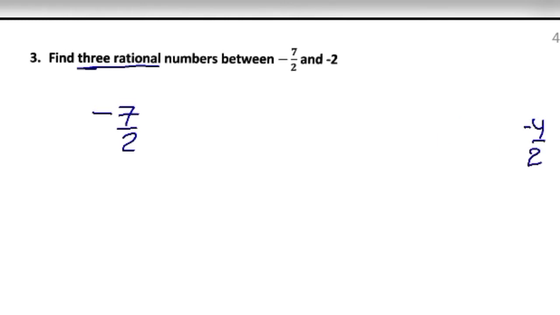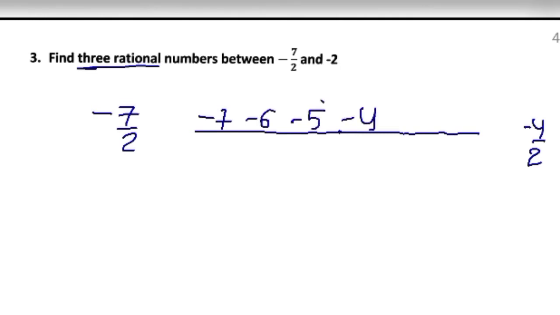Okay. Now between -7 upon 2 and -4 upon 2, denominators are same, and on the number line if you put -7 and -4, how many integers are there between them? -7, -6, -5 and -4. We just have two integers. Okay, but you want to find three rational numbers between them.